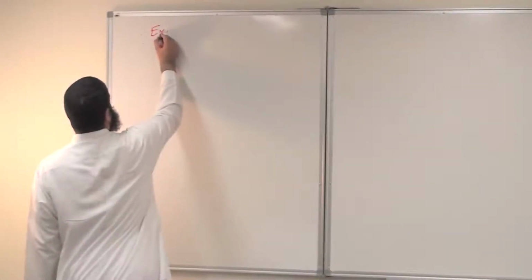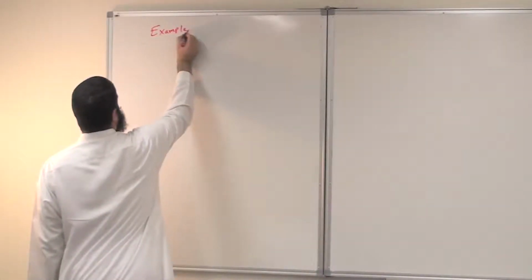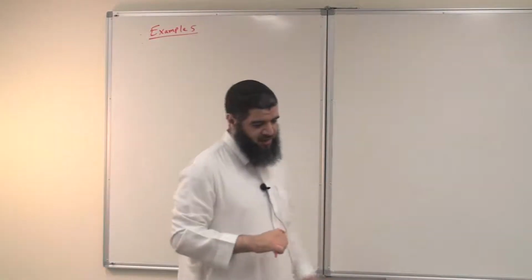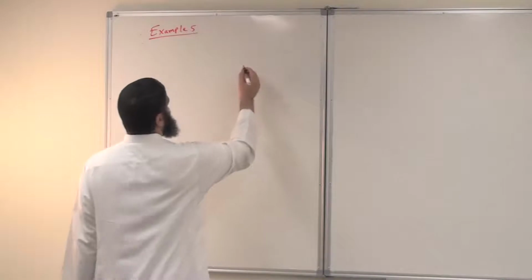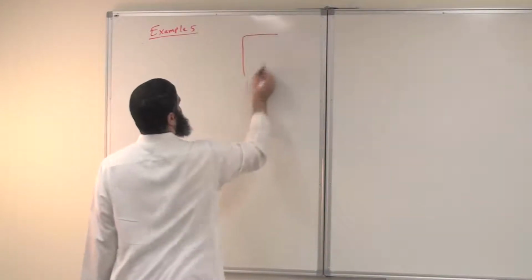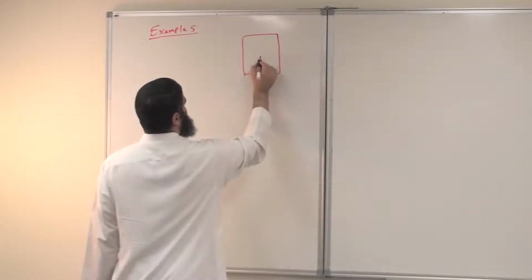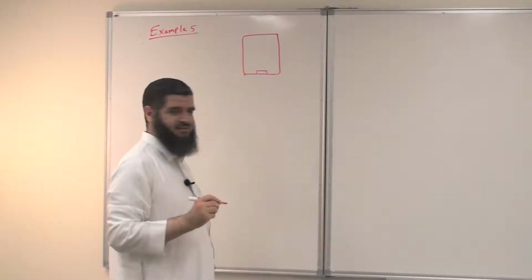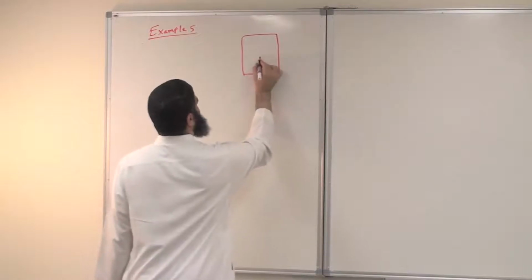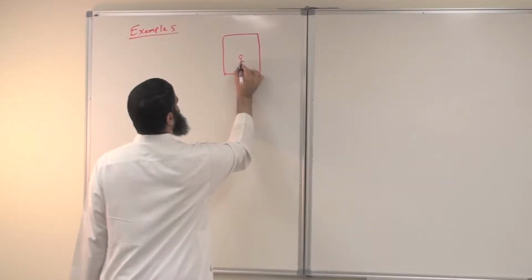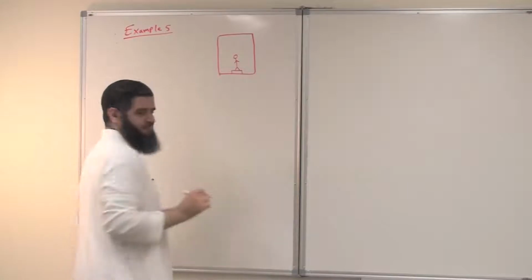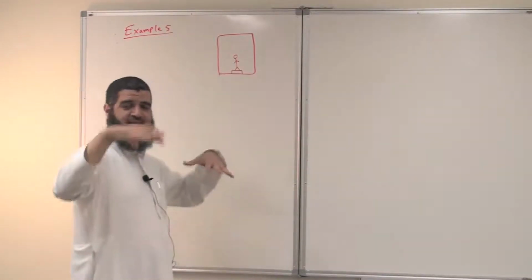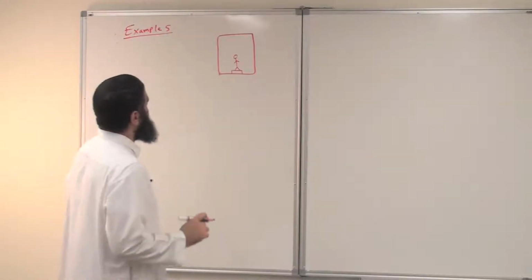Example number 5. In this example, we have a passenger in an elevator. So let me draw the elevator. This is the elevator, and we have a person standing on a balance scale. Okay, so here we have a balance scale, and the passenger is standing on that scale.